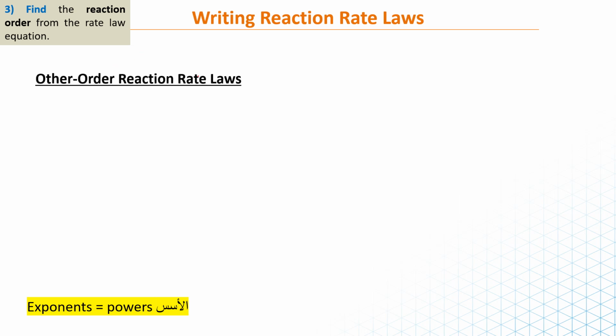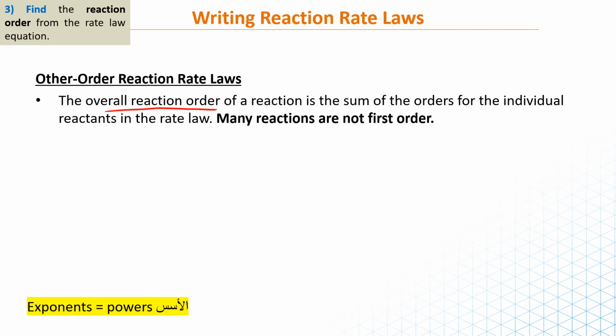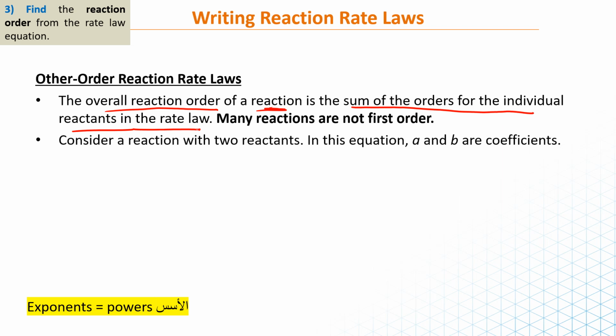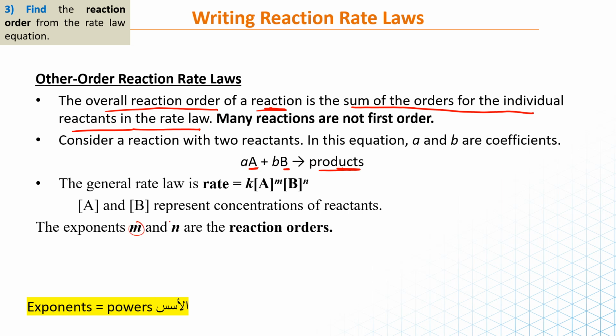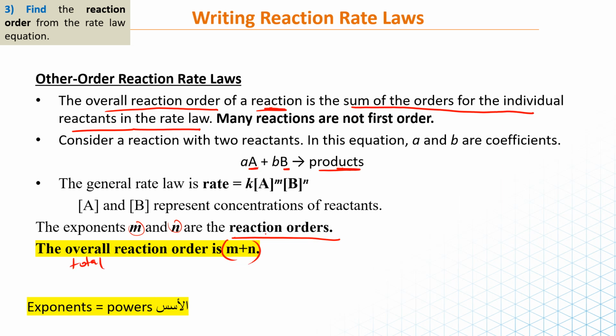Alright. So there are other order reaction rate laws, guys. The overall reaction order of any reaction is the sum of the orders for the individual reactants in the rate law. What do we mean? Imagine we have this reaction, A plus B gives me products. The rate equation for this is k times the concentration of A to the power m times the concentration of B to the power n. Now, A and B are the concentrations. m and n, the powers, are the reaction orders. The overall or total reaction order is m plus n. So m is the reaction order for A, and n is the reaction order for B. But if you want the overall reaction order, the total is going to be m plus n. Okay? Very good.